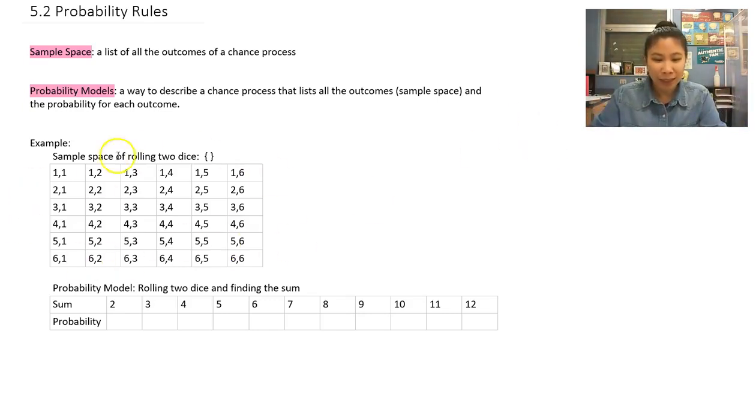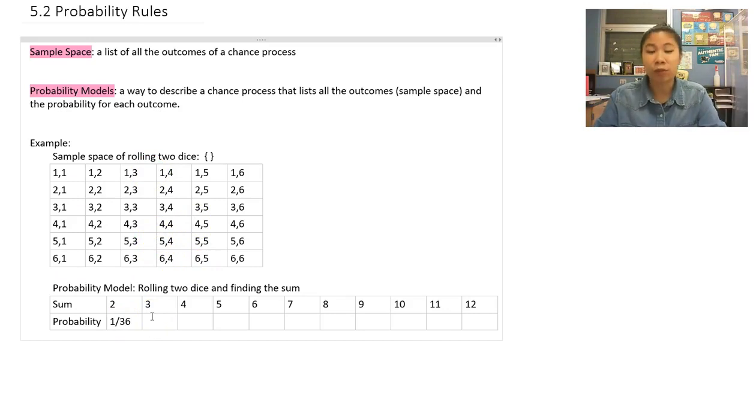So looking at my sample space, out of my 36 different combinations, there is only one way to get a sum of 2. So the sum of rolling a 2 would have a probability of 1 over 36, because there's one opportunity for you to do this out of the 36 total.